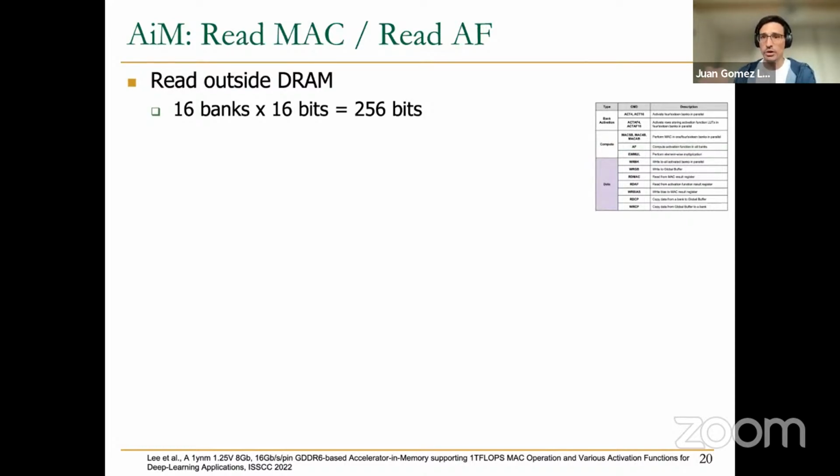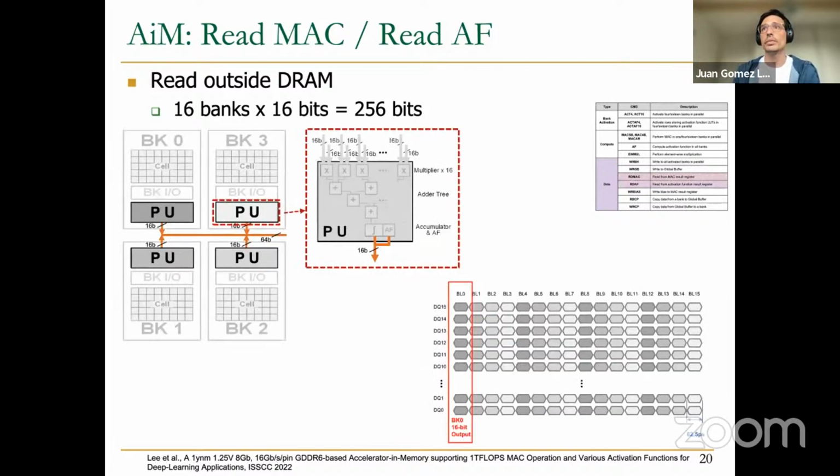And as I said before, after having performed the MAC operation with or without activation function, it's possible to read from outside DRAM. In this case, it's possible to read up to 256 bits at a time, in 4 cycles, something I don't really know, but the thing is that in one iteration with a single command it would be possible to read 256 bits coming from 16 banks, 16 bits from each of the 16 banks, because the output of the MAC or the activation function is of 16 bits. And to do so, we can use 2 different commands, either this read MAC or this read activation function, and this would happen in successive cycles. As you see, first of all, reading the first 16 bits coming from bank 0.